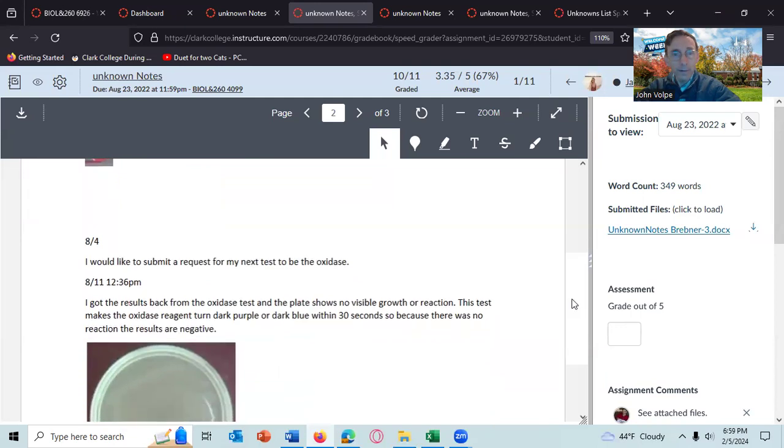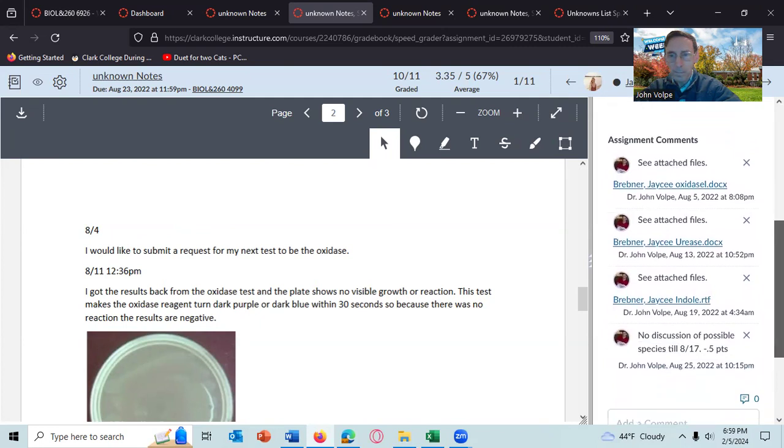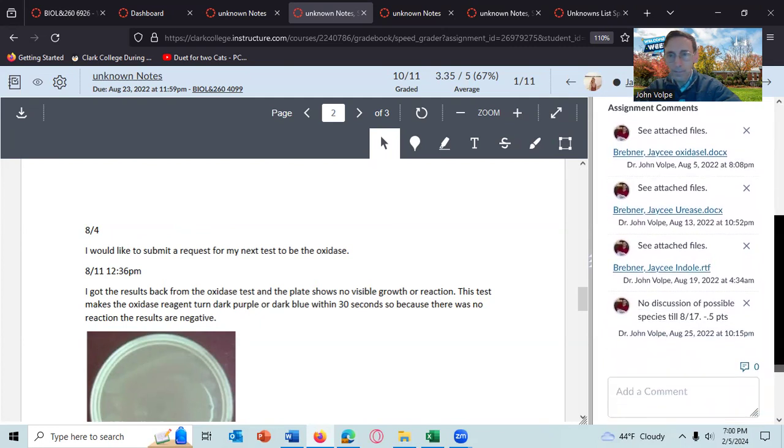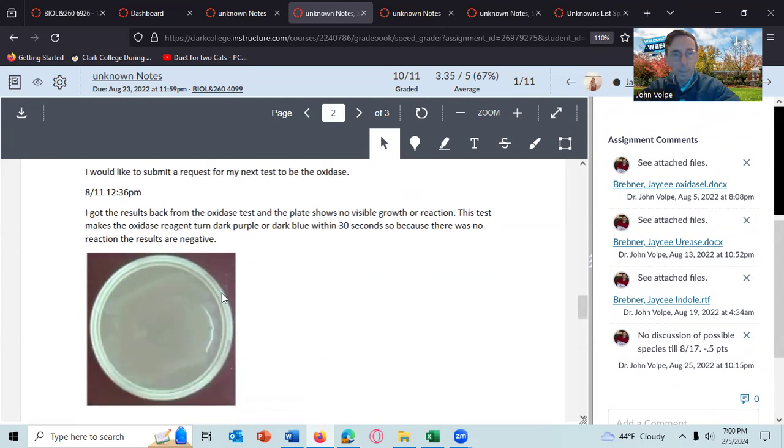And then they wanted to do the next test, and this student wanted to do the oxidase test next, and they requested it on 8/4. I'm not sure why. They put the results here on 8/11. It's an awful long time for that test. Oh yeah, see, she requested it on 8/4, and I sent the results on 8/5. The student didn't get back until 8/11 for putting up the results of the oxidase test. And that's fine, you don't need to do it right away. And they have the results there, and they said the conclusions, the results are negative for the oxidase test.